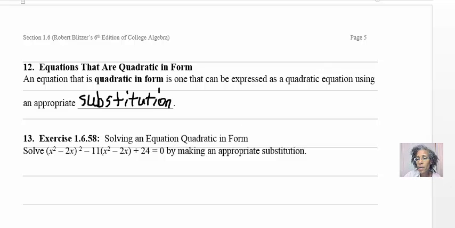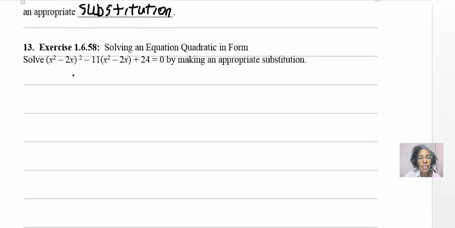So let's look at exercise 1.6.58, where we're told to solve this by making an appropriate substitution. This is actually not quadratic. If I square x squared minus 2x, the term of highest degree is going to have degree 4. So this is really a 4th degree equation.